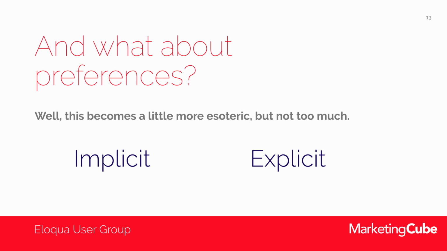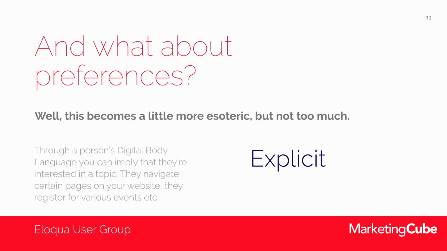Now, implicit is that information that is implied. So from an implicit point of view, what we're really looking at is a person's digital body language. And if we can read their digital body language, we can imply that they are interested in certain things. This could be because they've looked at certain pages on the website. It could be because they've engaged in a particular campaign more than they did another campaign. So there are a few different ways that you can gather implied information from people around their preferences.